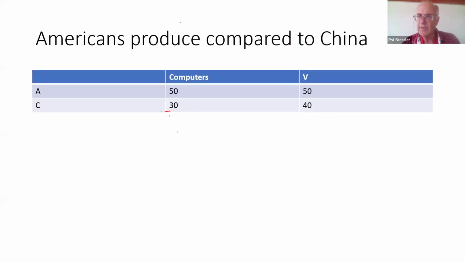Let's do them then. All right. So it's an output question. So it's output equals other over. For computers, the other is TVs. It's 50 over 50, which is 1. China, the other is TVs. It's 40 over 30, which is 1.3.